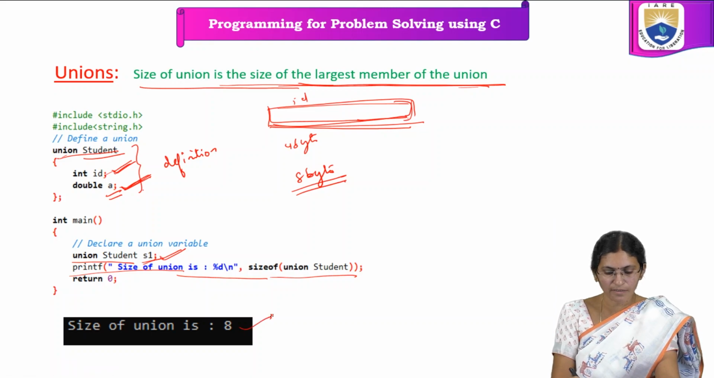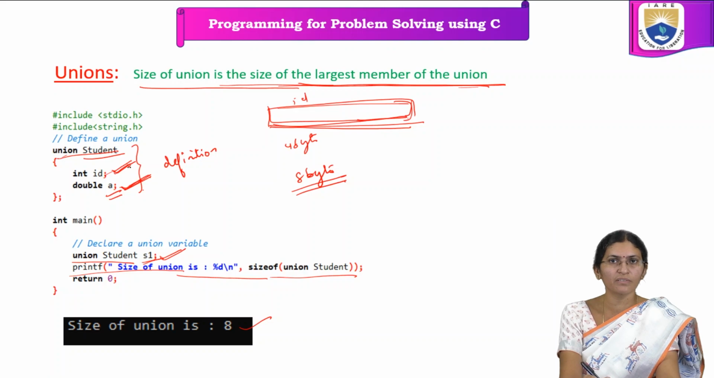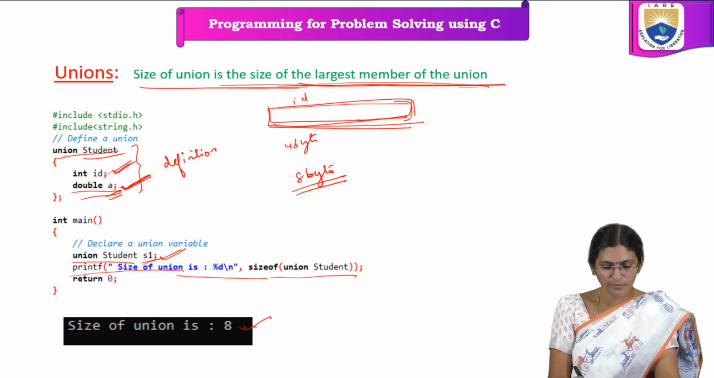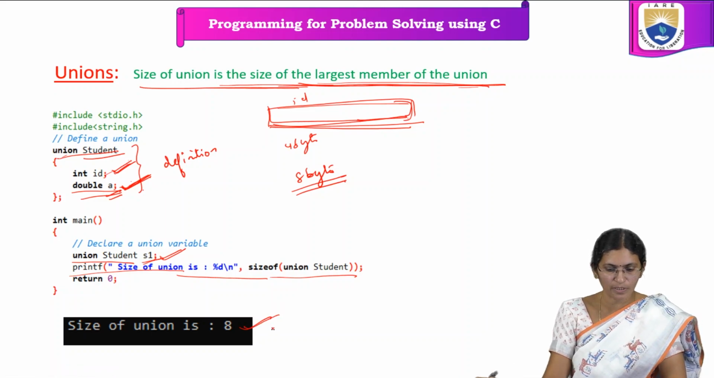So you will get the answer as 8. Why? Because these are the two members. Out of these two, when these two are the members, the size of the union is the size of the largest member. Here the largest member is double, it occupies 8 bytes. Therefore, the size of this union is 8 bytes. So this is the output of this program.